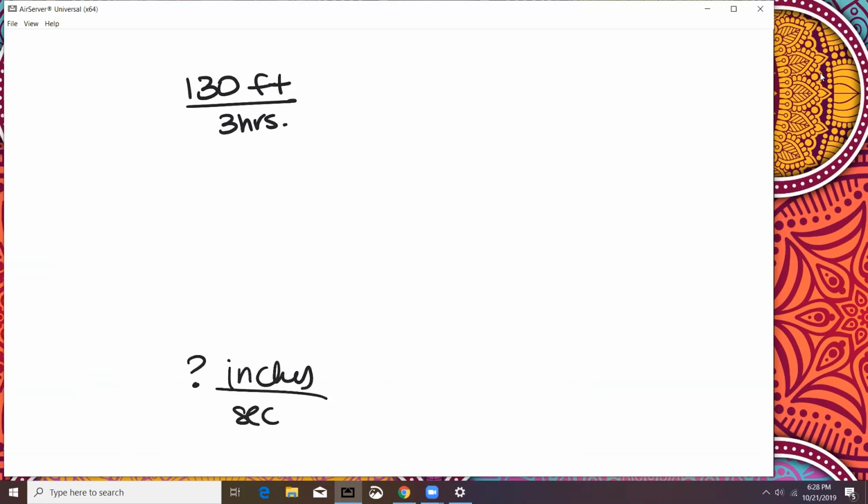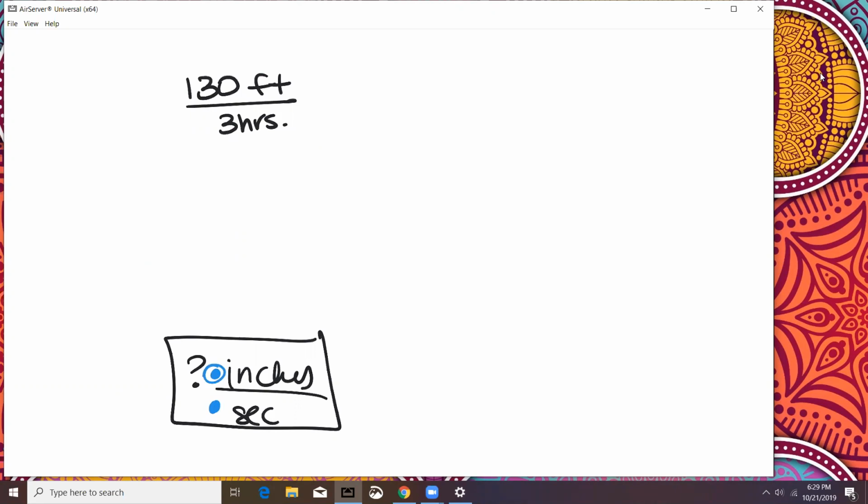All right, let's say I'm going to go, I don't know, 130 feet in 3 hours. And the question is, how many inches per second is this? Okay, so this is what we are converting it to. So 130 feet in 3 hours, we're going to convert it to inches per second. So here, I can either work on converting the feet to inches, or I can work on converting the hours to seconds. It doesn't matter which one you do first. I'm going to work on converting the inches first.